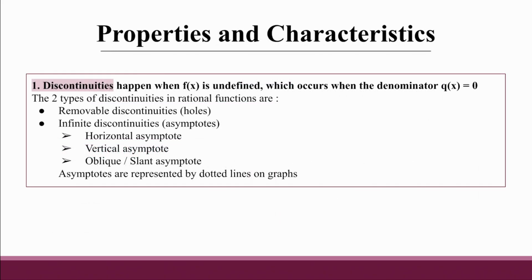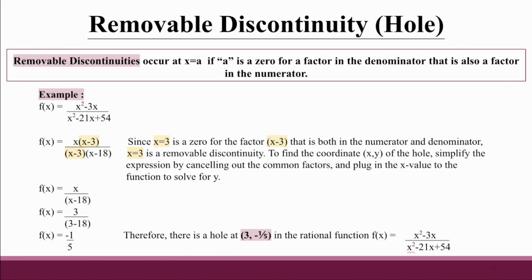In order to graph a rational function, it's really important to understand the key characteristics of the function. So let's start by talking about the discontinuities. Discontinuities happen when f of x is undefined, which occurs when the denominator equals 0. The two types of discontinuities in rational functions are removable discontinuities, which are holes, and infinite discontinuities, which are horizontal, vertical, and oblique asymptotes.